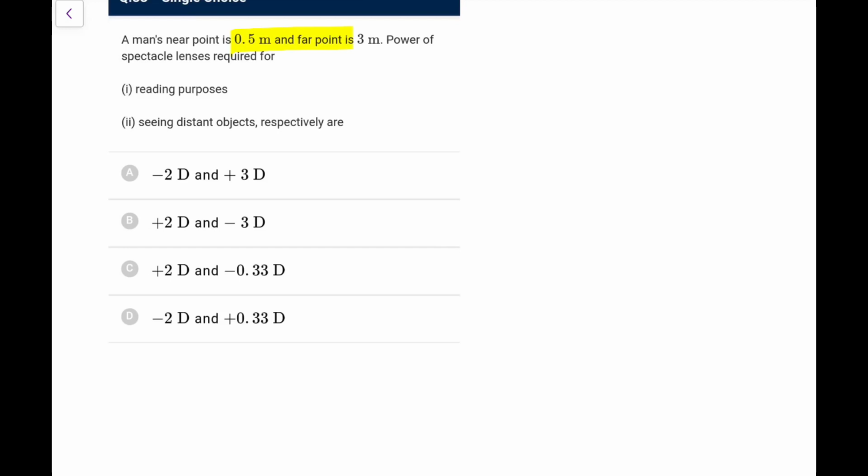Next one, the man's near point is 0.5 meter, far point is 3 meter. Power of spectacle lens is required for reading. Reading is done for nearby objects, so normally the nearest point is 25 centimeter. So if the object is placed at 25 centimeter, the image should be at 50 centimeter. So you need to find the focal length for this.